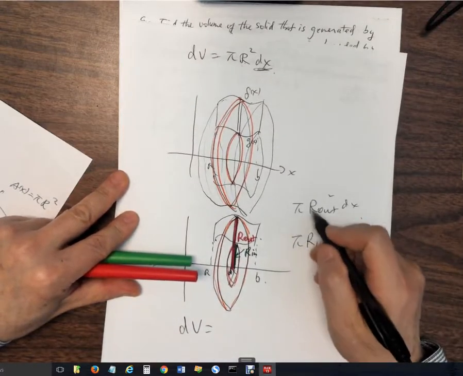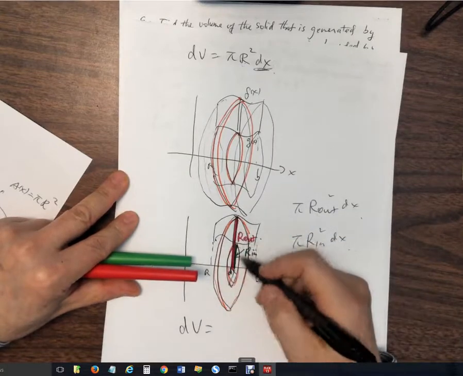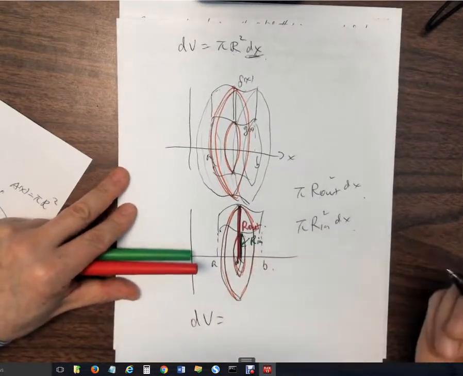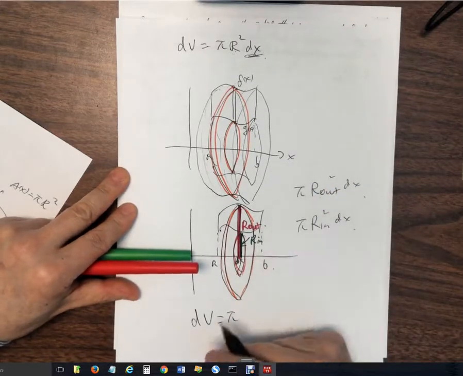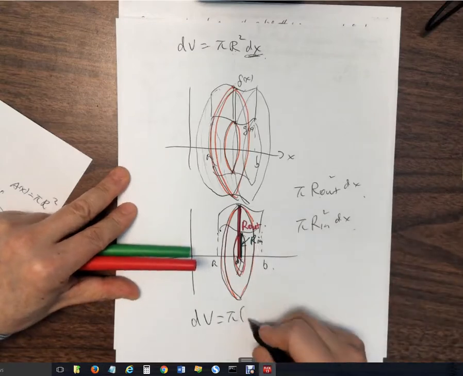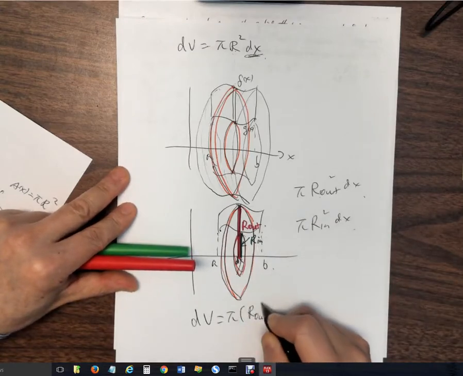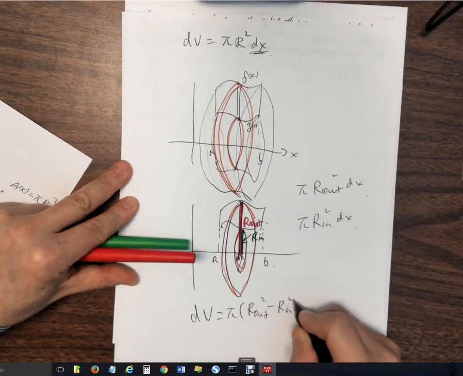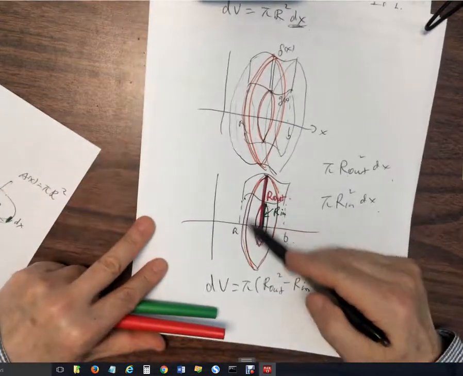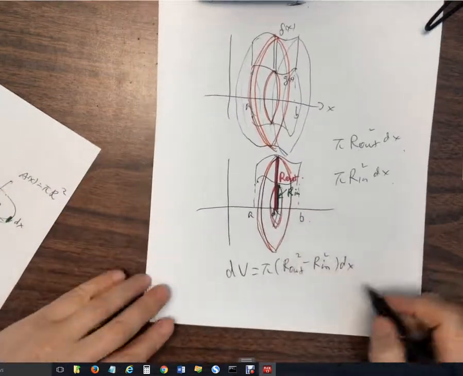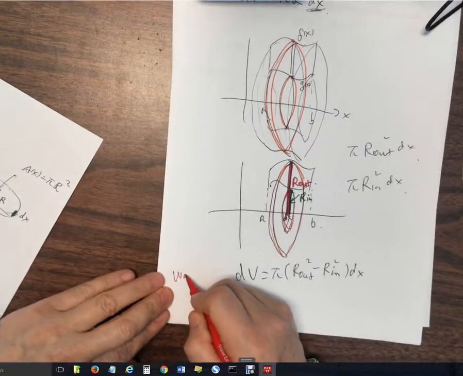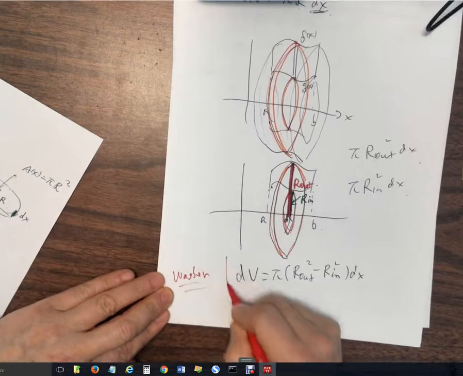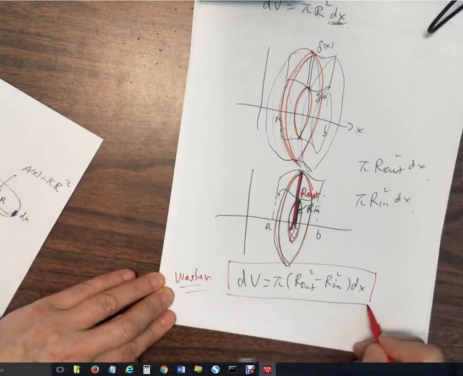So the difference of these two would give us the volume of the washer. So subtract this from that with the pi factor out, dx factor out, put it back too. So we have this formula for the volume of the washer. This is what we call the washer formula. All right.